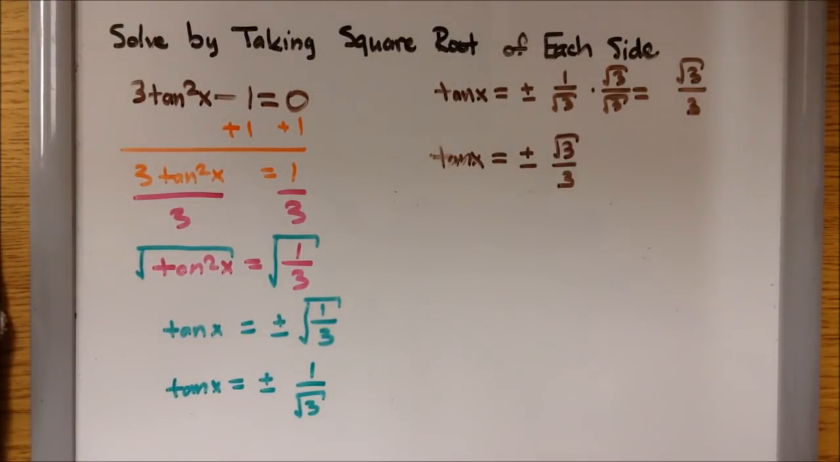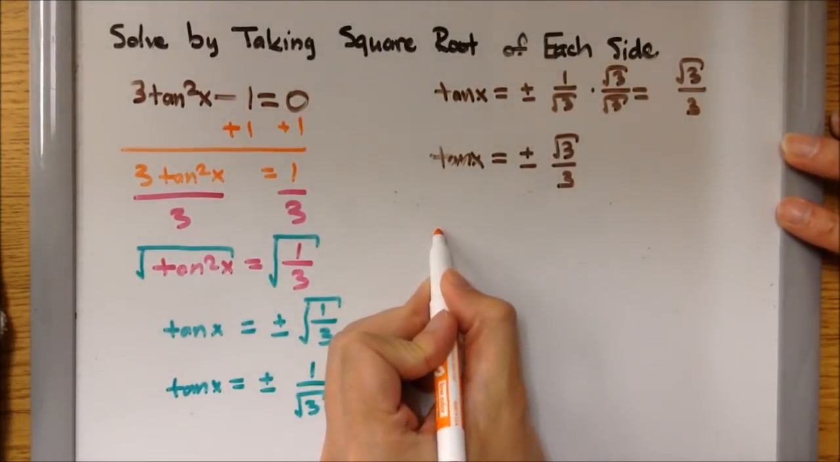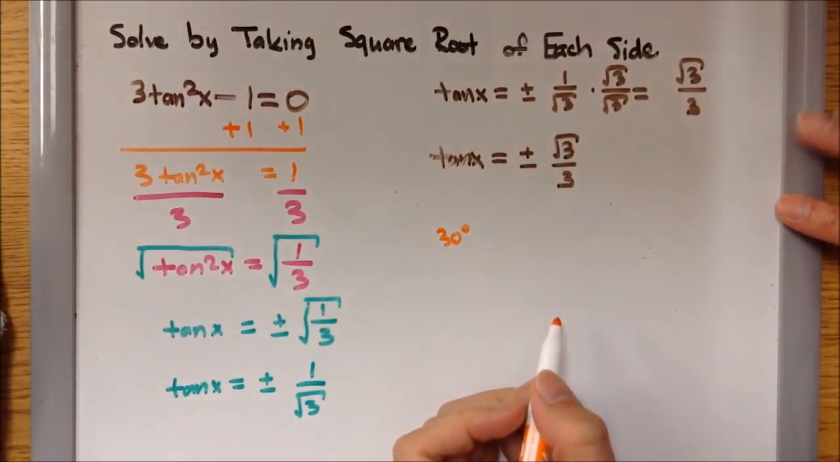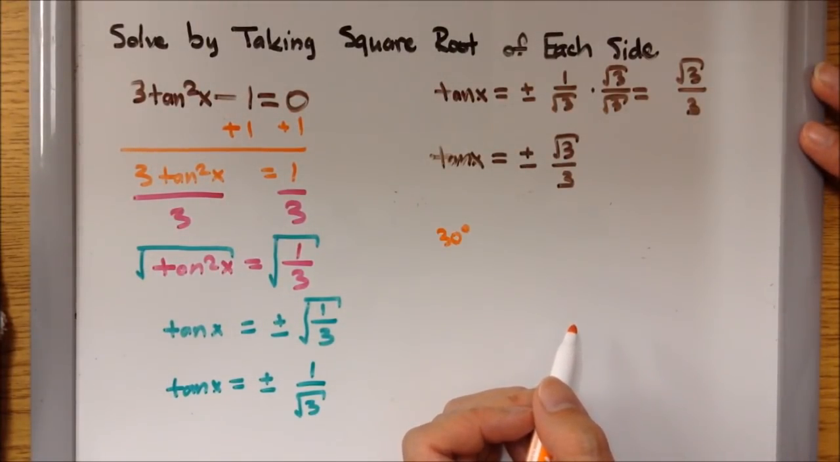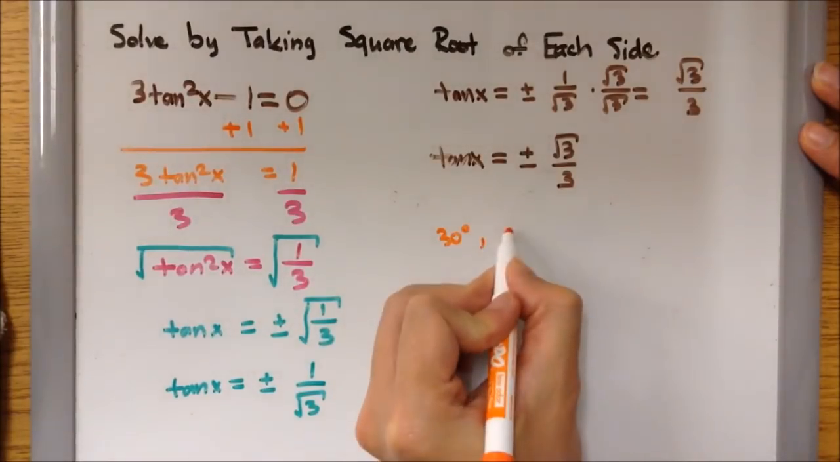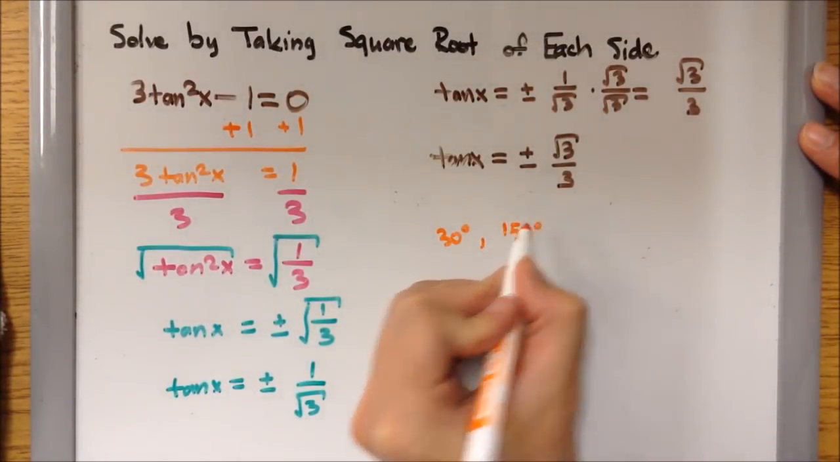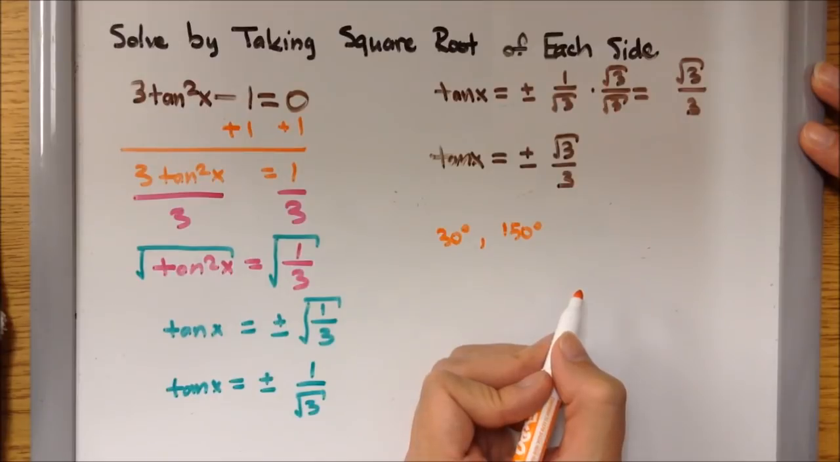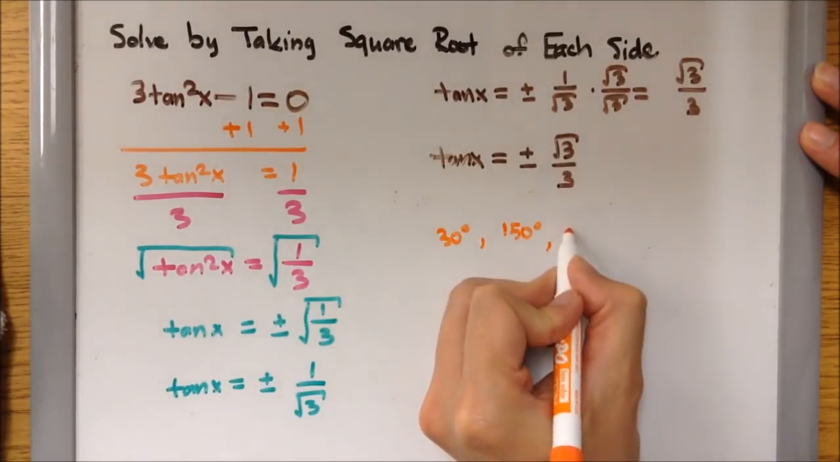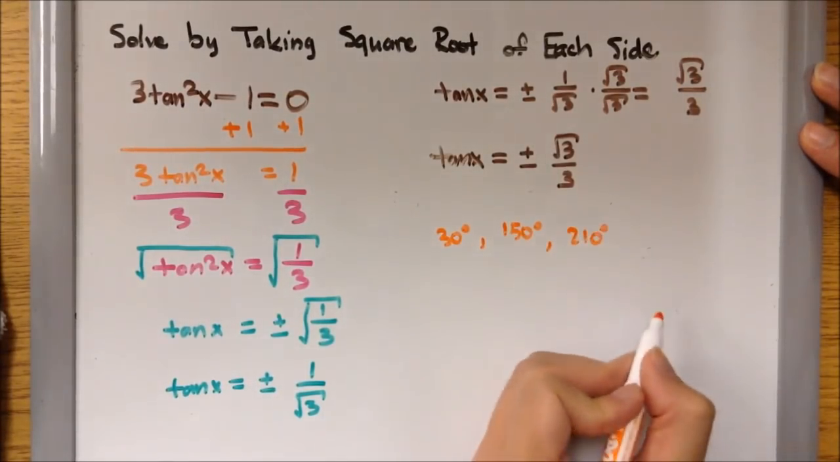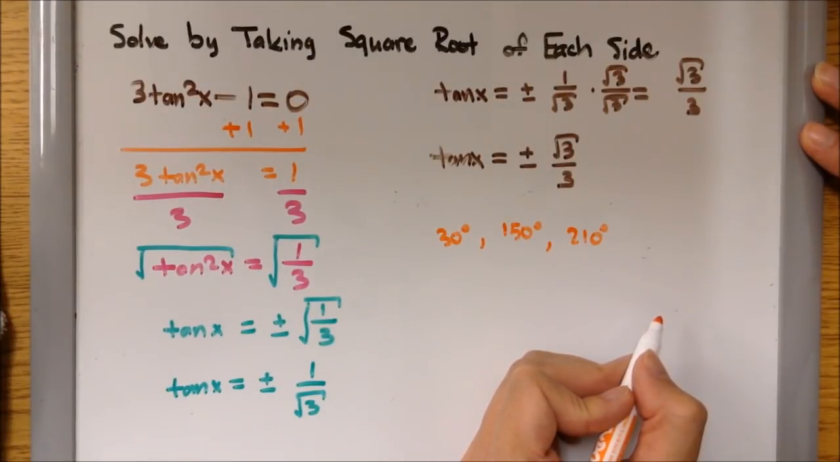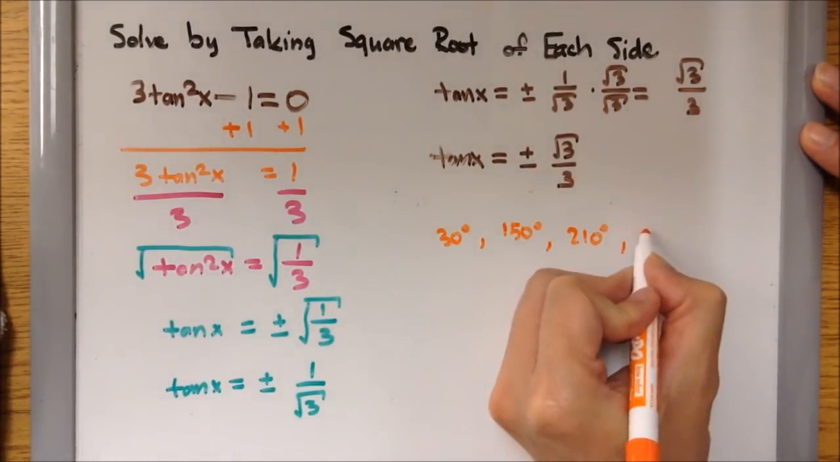So the first one is what we just did, 30 degrees. And then looking for the same arrangement where it's square root of 3 over 2 and then 1/2, I see that we have another one at 150 degrees. And then continuing to look for the same arrangement, there's another one at 210 degrees. And then there should be one more in quadrant 4, which is at 330 degrees.